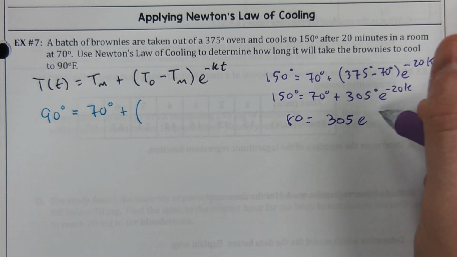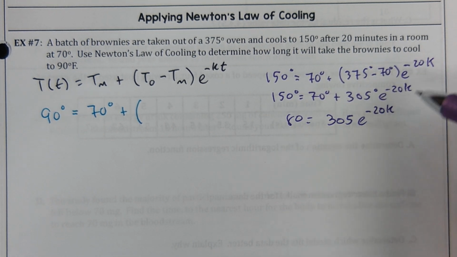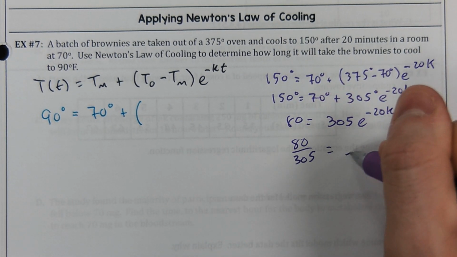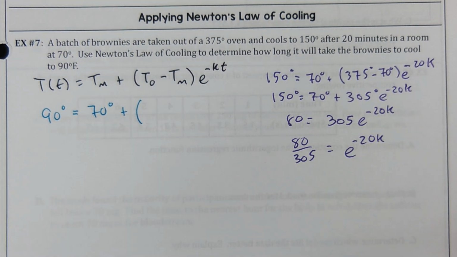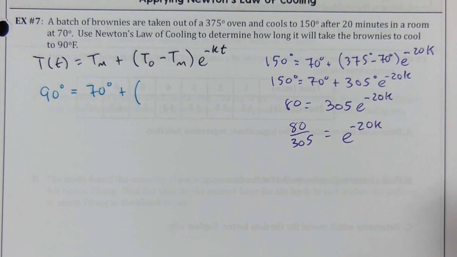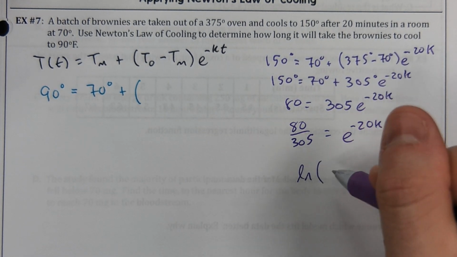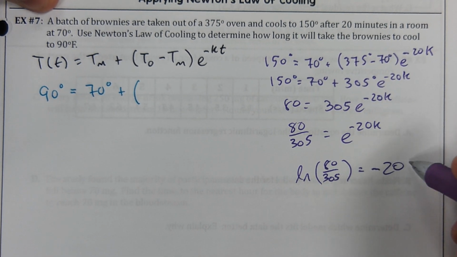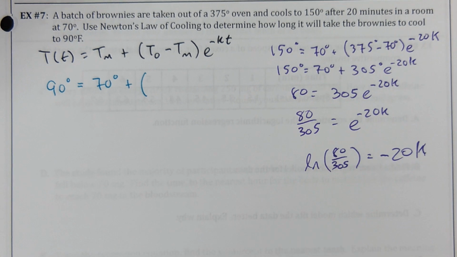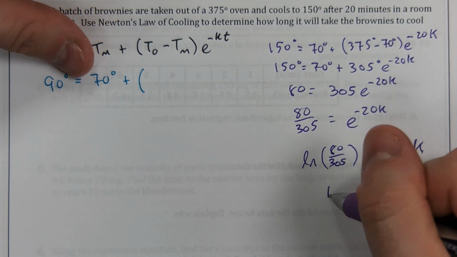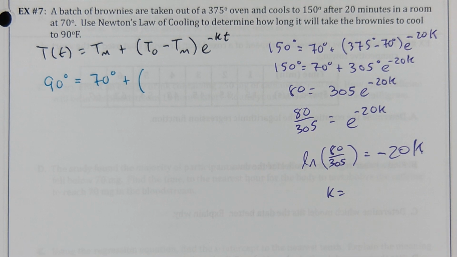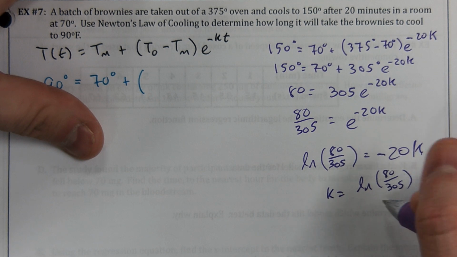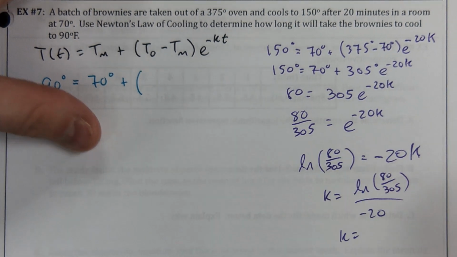I'm going to stop writing the degrees because who cares? Divide by 305. Time to cancel E. How? ln. Use the natural log of both sides. And then divide both sides by negative 20. So our k is the natural log of this fraction, whatever that equals, and we will then divide that number by negative 20. And we'll take this out to 3 decimals.